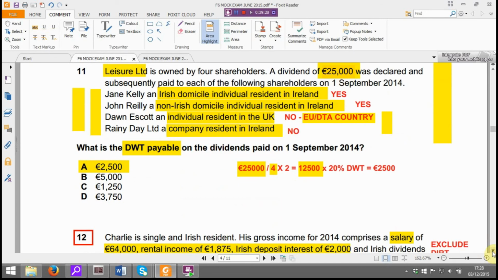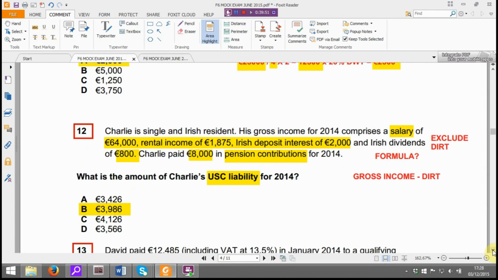So where do I get the answer from them? I've said basically two of the above. I've taken 12,500 as being the gross amount, and I've multiplied that by 20% being the DWT rate to give me 2,500. Okay, and that's where answer A comes from. Okay. Next one is in relation to USC.